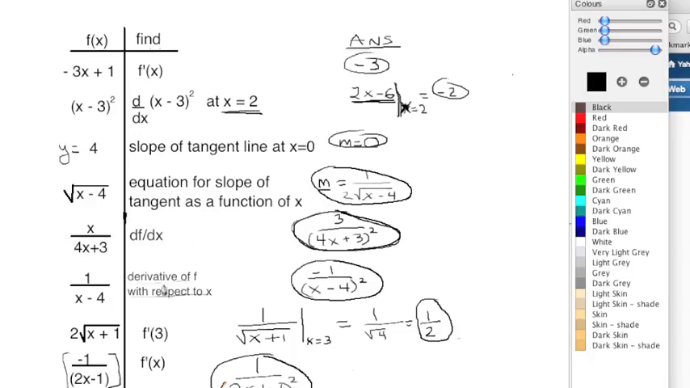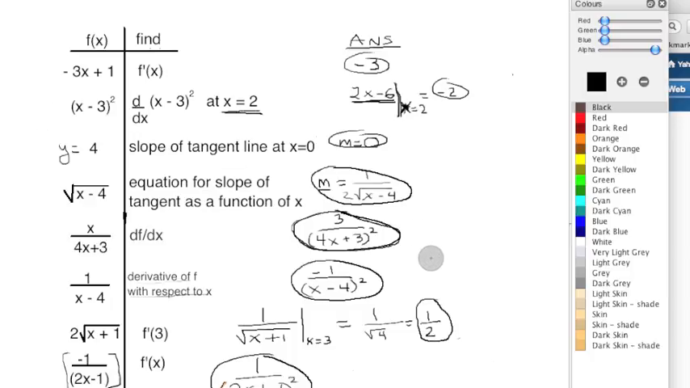The derivative of f with respect to x of 1 over x plus 4 is negative 1 over x plus 4 squared. If you did not get this, you definitely did not WBS correctly. Or you possibly did not distribute a sign correctly, maybe it was a negative sign.